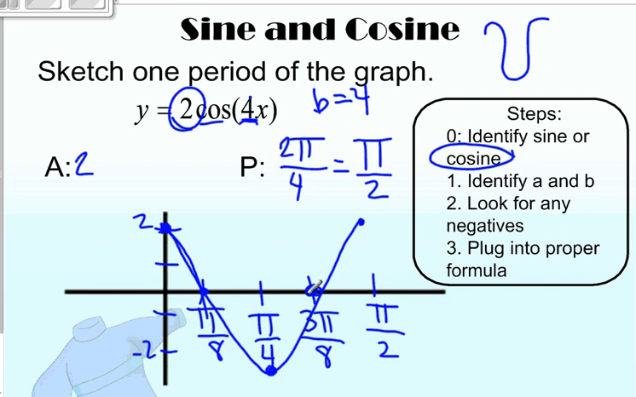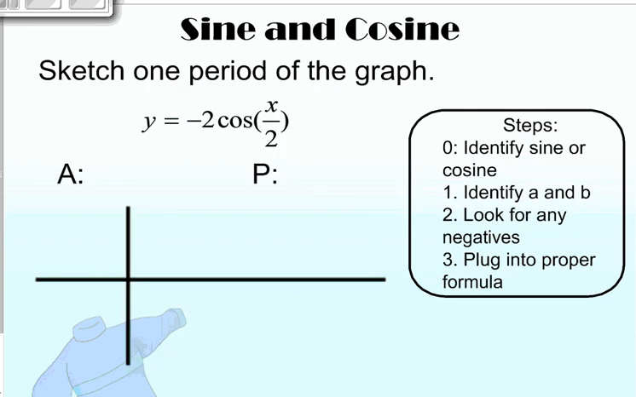Now, if I had drawn this to scale, right, this graph would have shrunk. It would have gotten a lot smaller than our normal one because our normal graph period is 2 pi, where this is only pi over 2, which is a quarter of 2 pi, so it would have gotten a lot smaller.